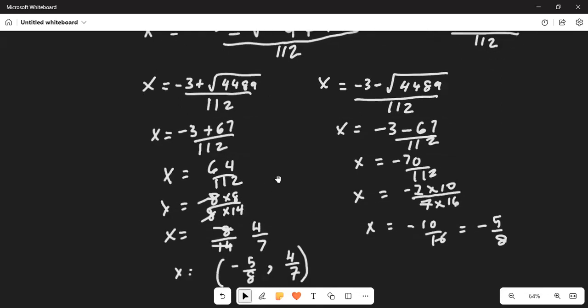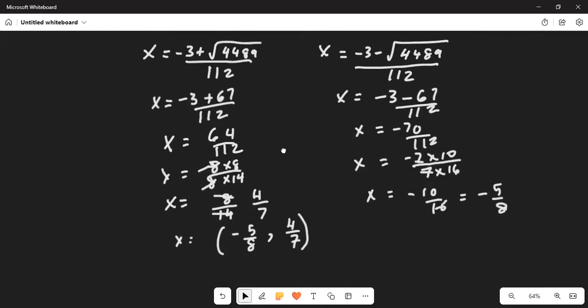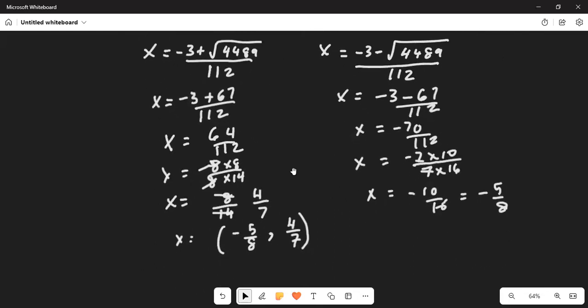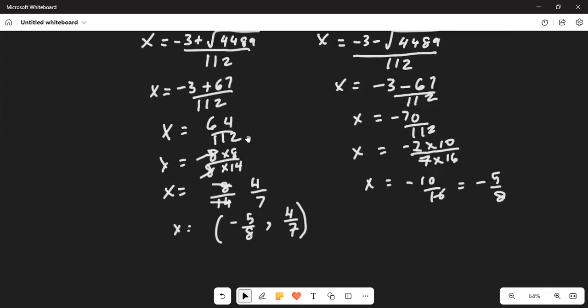So the first solution is 67 minus 3, which is 64, over 112. And the second solution, x is equal to minus 70 over 112. Then I write the factors: 64 is 8 times 8, and 112 is 8 times 14. My goal is to cancel the 8 in the numerator and denominator. So I'm left with 8 over 14 as the first solution, which can be further simplified by taking out the common factor of 2 from the numerator and denominator, giving 4 over 7.